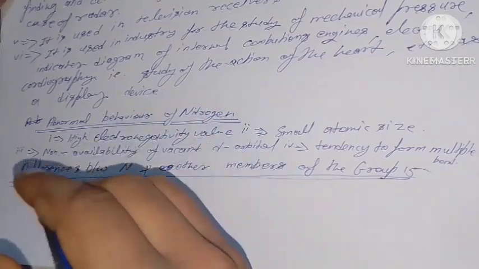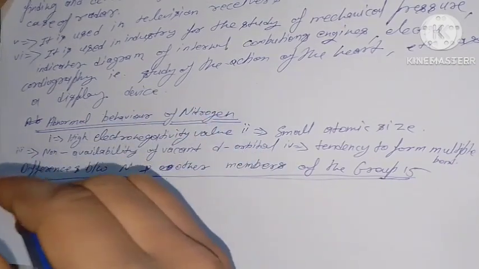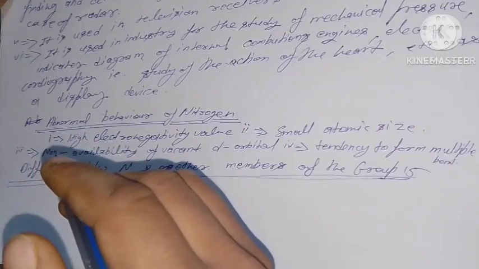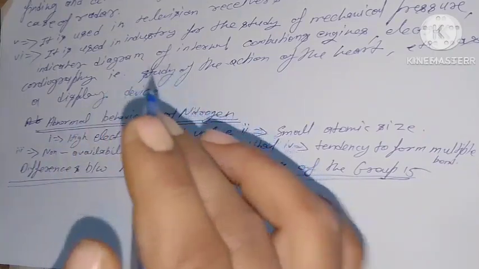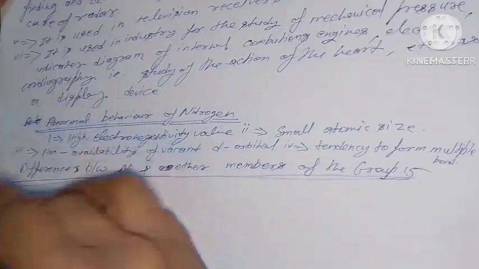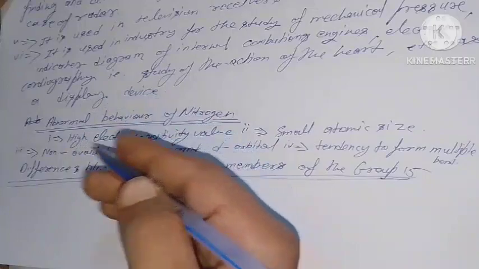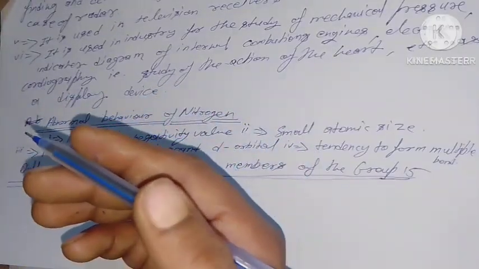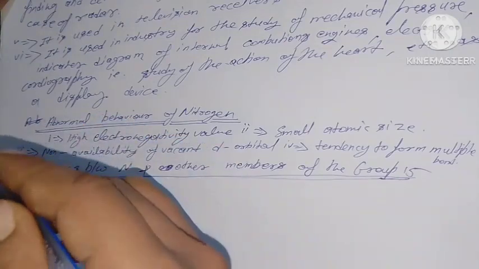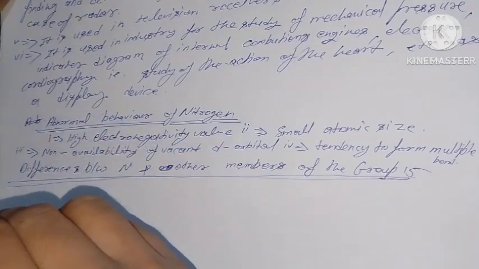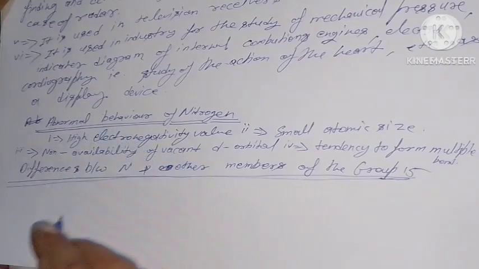The first member of the group differs in properties from the rest due to small size and lack of d orbital in its outermost configuration, and such properties are different from phosphorus. Nitrogen differs from the other elements in the following respects.